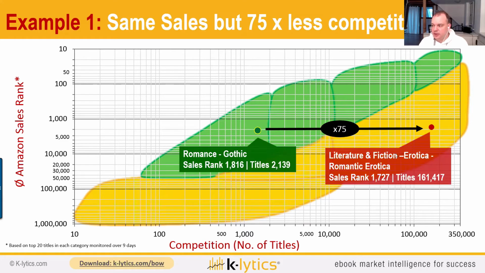Like right here. On the other end of the spectrum, you have about the same level of sales rank in the erotica literature and fiction, erotica, romantic erotica category. And you see there at the point in time, we're already at 160,000 titles, because that was also one of these categories which was heavily abused by Indian click farms and you name it, and Amazon not policing it, right? So you have here a sample for a category where, at the same level of sales, one category is 75 times less competitive.